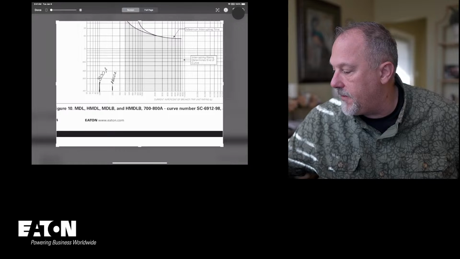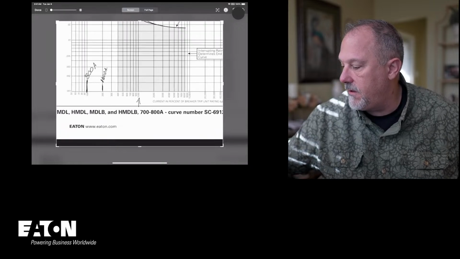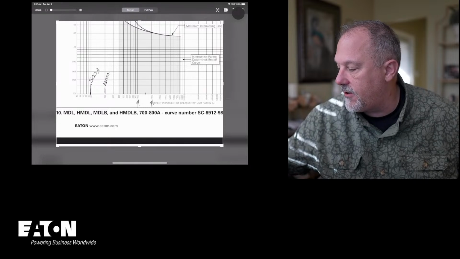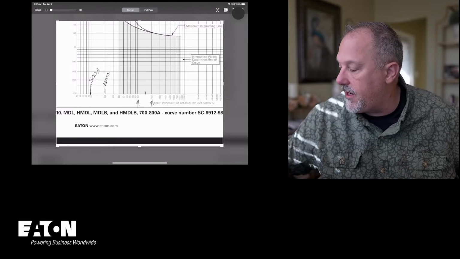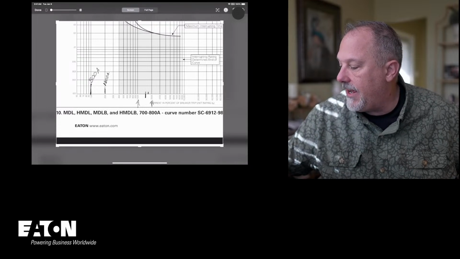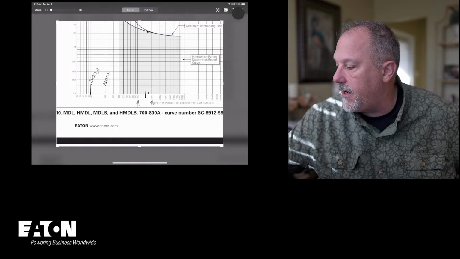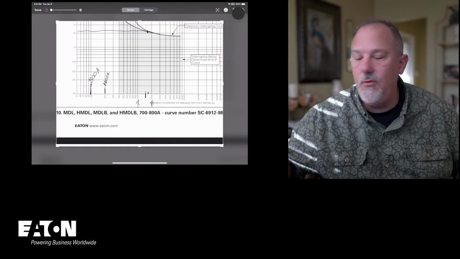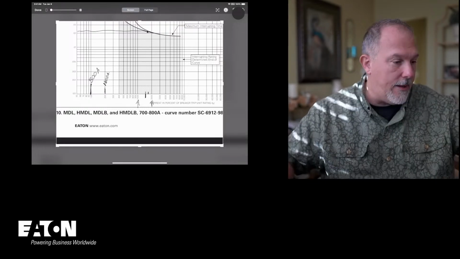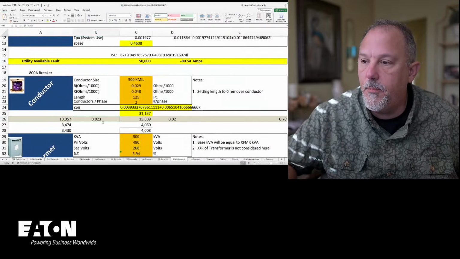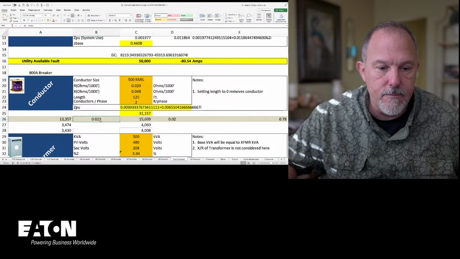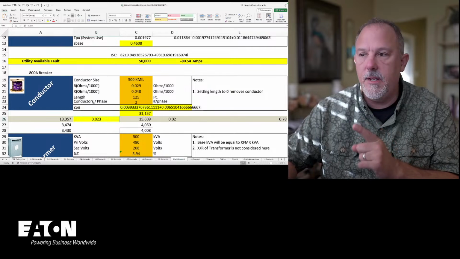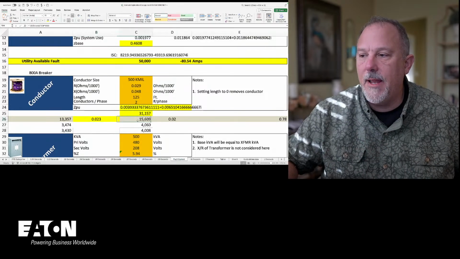1,669% puts me, if this is 1,000%, and this is 2,000%, 1,500 is probably, because it's log to log, it's probably right in here somewhere. So I'm going to estimate it to be a clearing time of right in here, and I'm going to bring that over. So I'm around 0.023. Oh, look at that. So I put 0.023 clearing time right here. All right. I'm going to highlight that yellow. That's 0.023 clearing time.